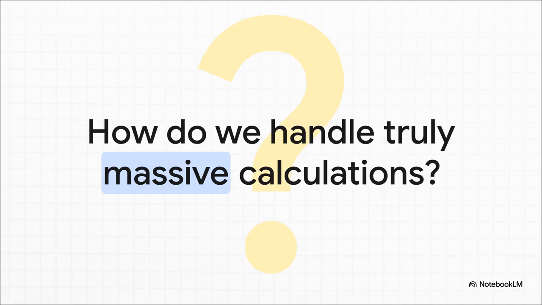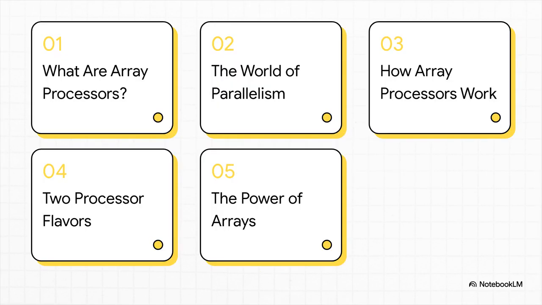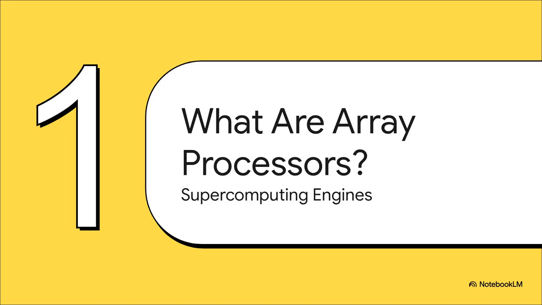A huge part of the answer lies in this really clever piece of hardware called the array processor. So, here's our game plan for this explainer. We're going to start with the basics, what are these things? Then we'll zoom out a bit to see where they fit into the bigger picture of parallel computing. After that, we'll get to peek under the hood to see how they actually work, explore their two main flavors, and finally, we'll really get why this tech is so unbelievably powerful. All right, let's dive right in.